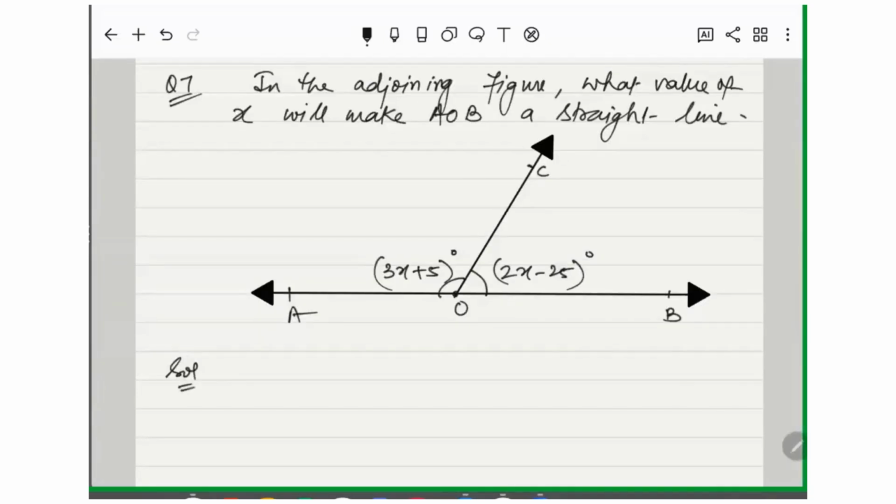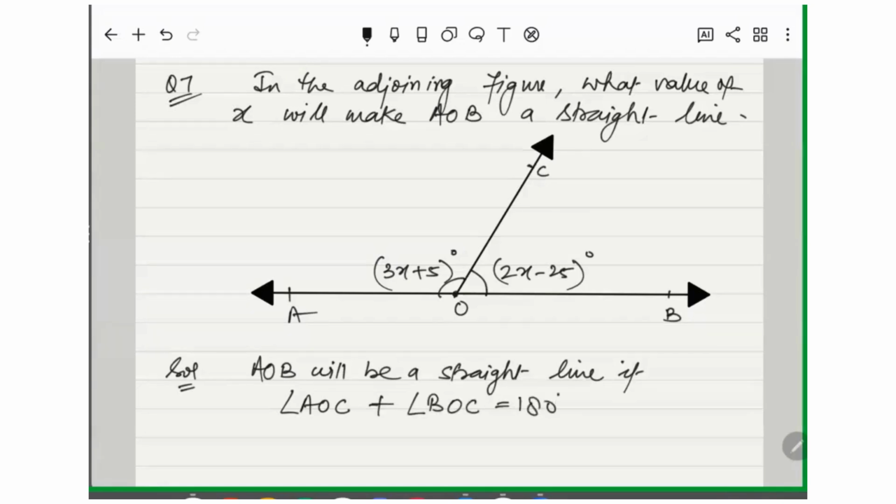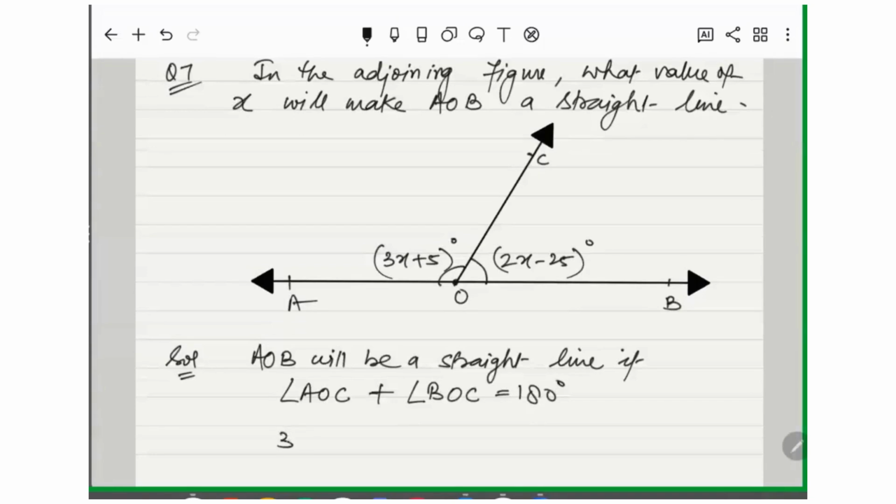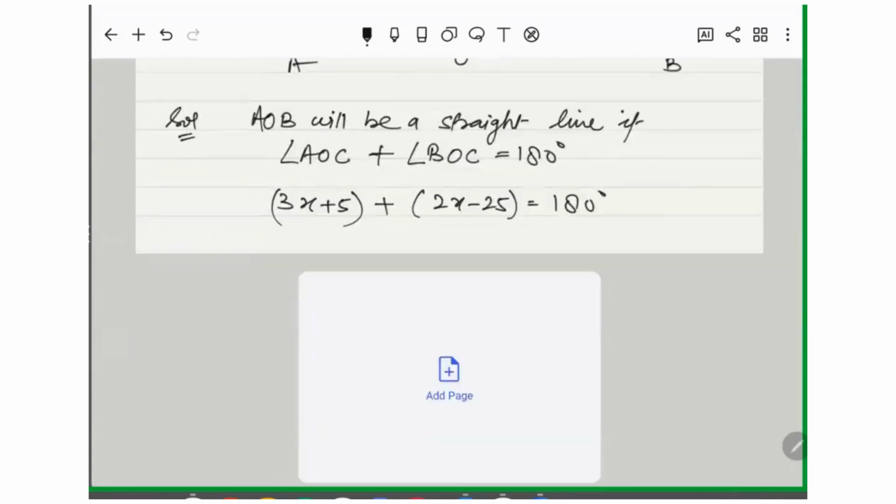Now look here, how to solve this. As we know, AOB will be a straight line if the sum of these two angles is equal to 180 degrees, right? So AOB will be a straight line if angle AOC plus angle BOC is equal to 180, right? So add them: 3x plus 5 plus 2x minus 25 is equal to 180. Now solve for x.